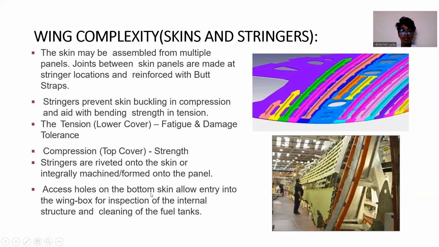And access holes on the bottom skin allow entry into the wing box for inspection of internal structure and cleaning of the fuel tank. These are the access holes made below the wing, below the skin of a wing.